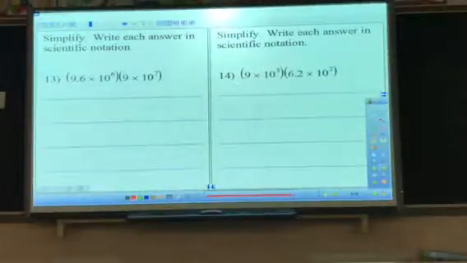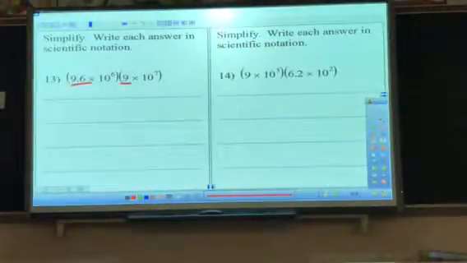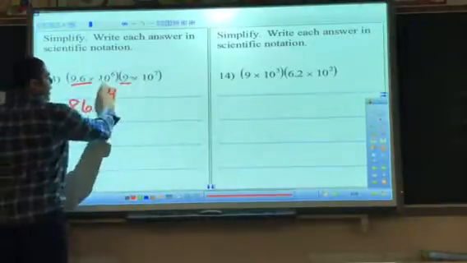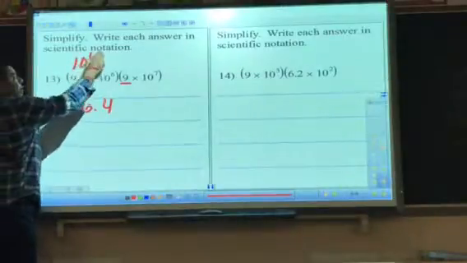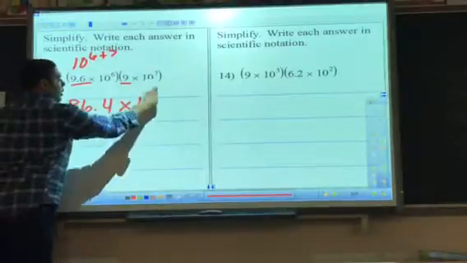So I'm first looking at what are my numbers that don't have exponents. That's the 9.6 and the 9, so better multiply that out. 9.6 times 9, that's 86.4. My base 10s are being multiplied. So I need to add their exponents. 6 plus 7 is 13.